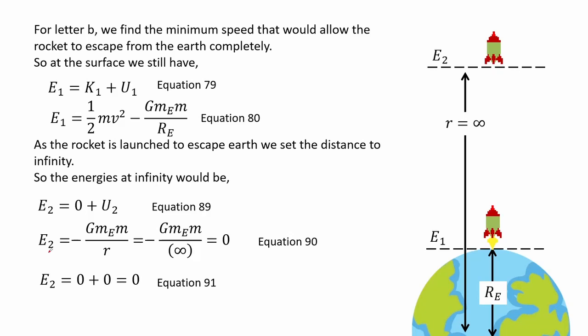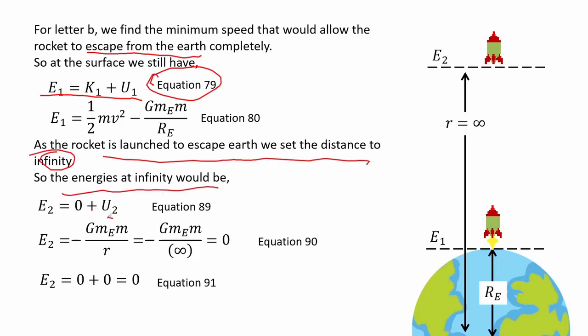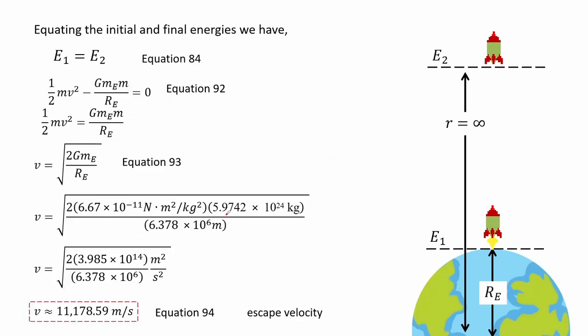For letter B, we find the minimum speed that would allow the rocket to escape from the Earth completely. So, at the surface we still have equations 79 and 80. As the rocket is launched to escape Earth, we set the distance to infinity. So the energies at infinity would be zero, as shown in equations 90 and 91. Equating the initial and final energies, we have equation 84, which is further simplified from equation 92 and arrives at an expression in equation 93. After substituting the known values, we have the speed of 11,000 meters per second as shown in equation 94.